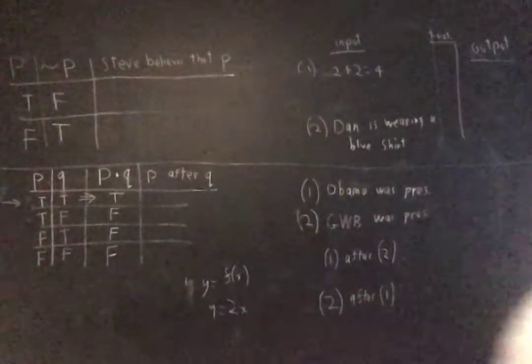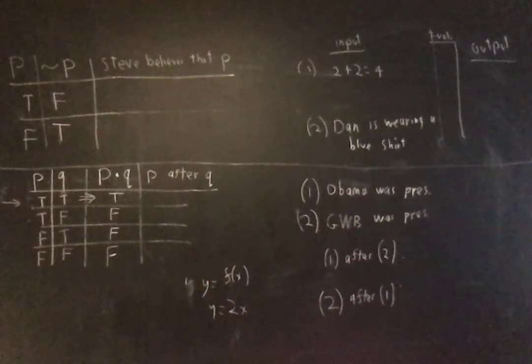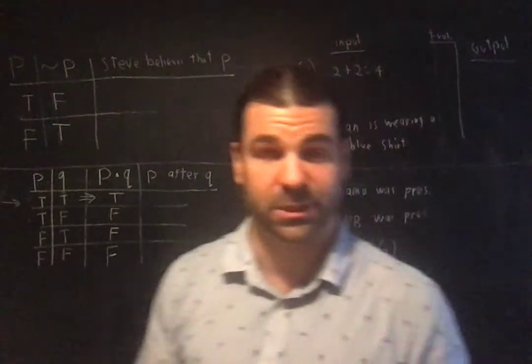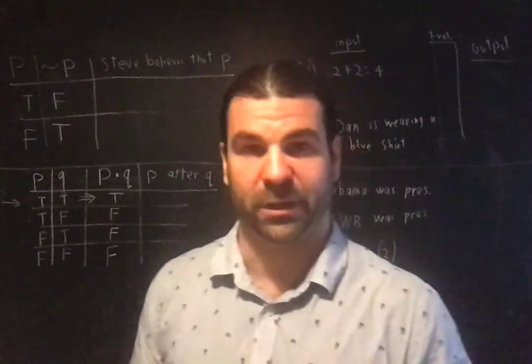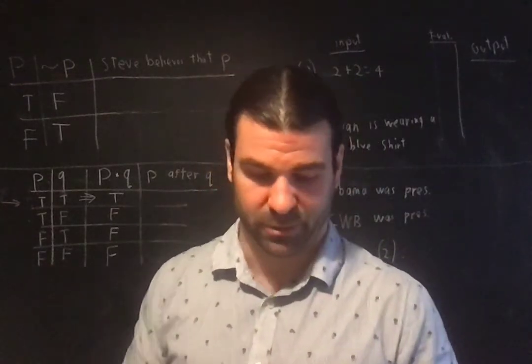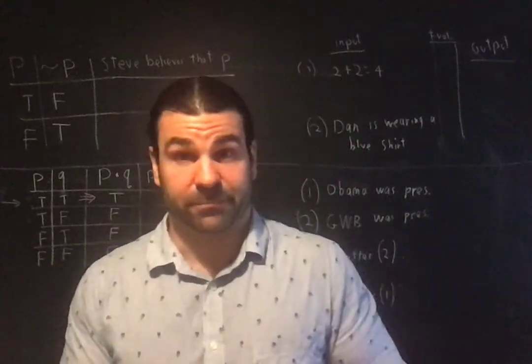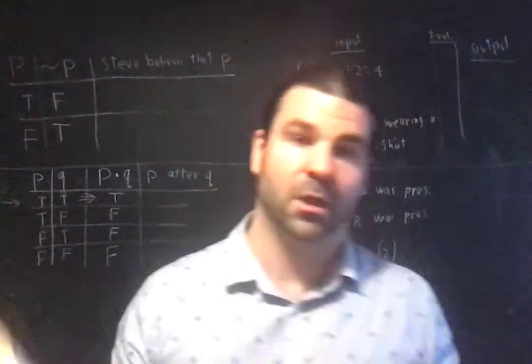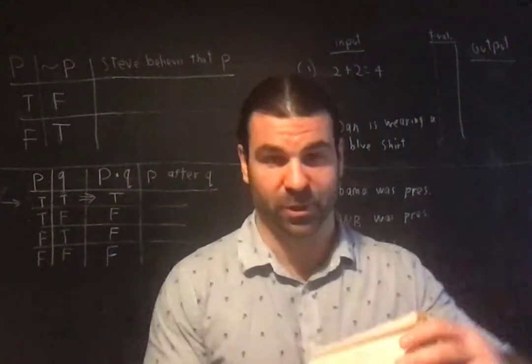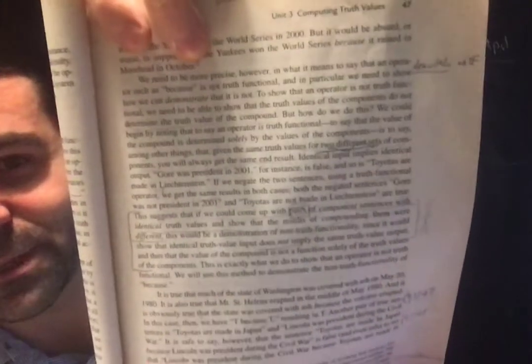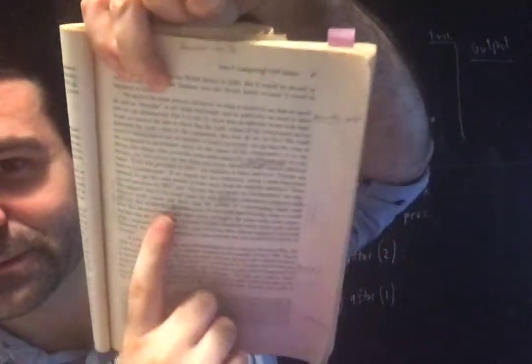What we need to do, and again, you will be asked to do this in the exam. You'll be given an operator and asked to prove that it is not truth functional. On page 47, the text gives you the crucial instructions on how to prove an operator is non-truth functional. I want you to focus on the passage where the star is here, right?